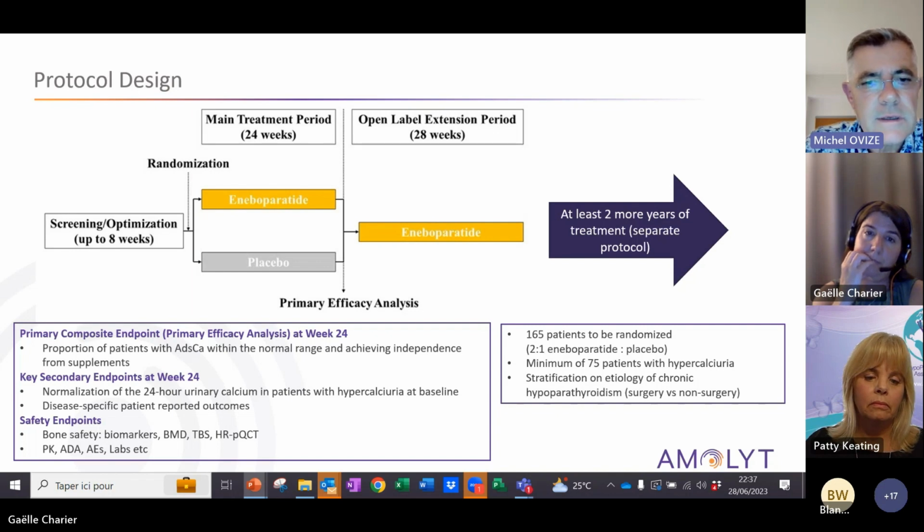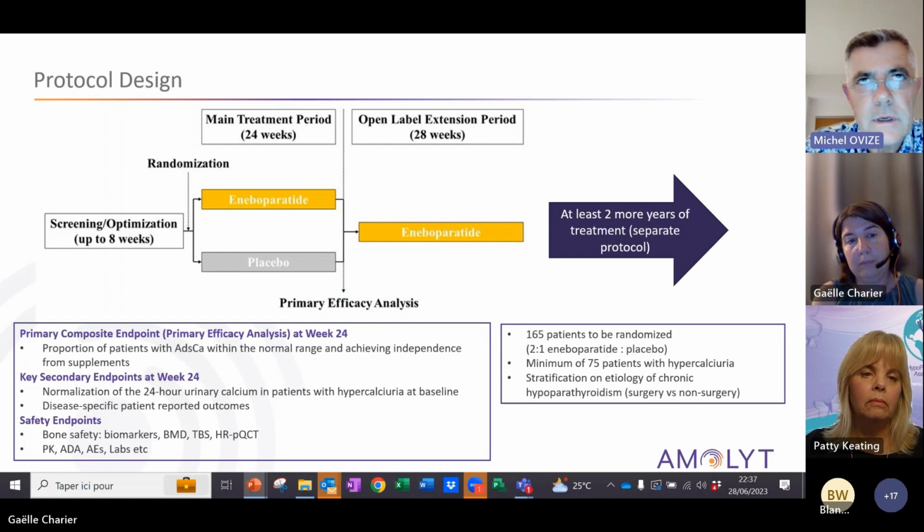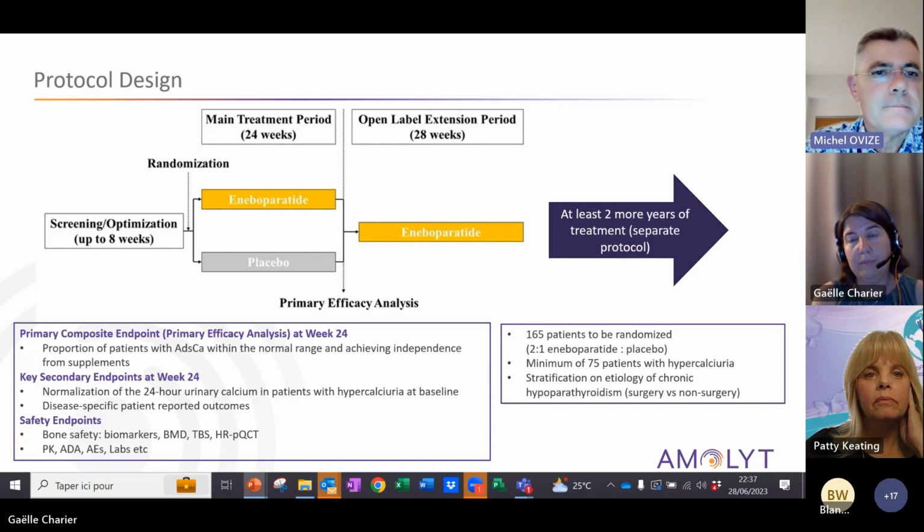And at the end of it, as Gail said, you will enter the open label extension phase, where all patients, including of course those that were in the placebo group, will receive the active form of eneboparatide for at least 2 years. So I understand that 6 months is difficult. It's no luck if you are in the placebo group, but you have to be patient. At the end of the 6 months, you will go into the active drug treatment for at least 2 additional years, or even more than that.